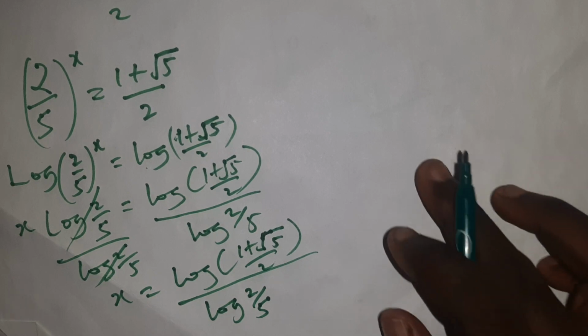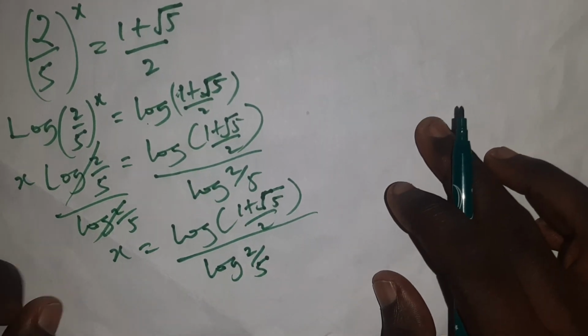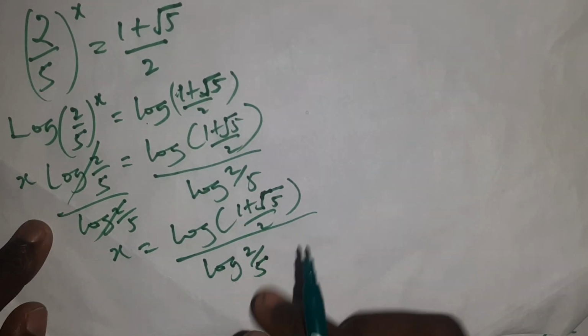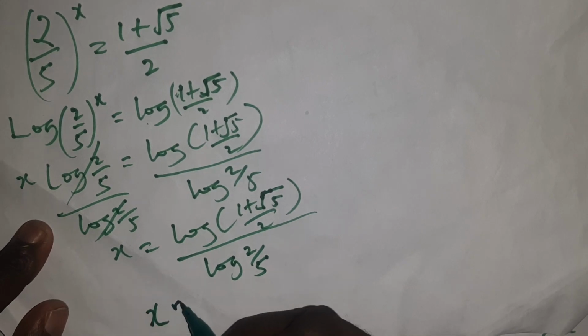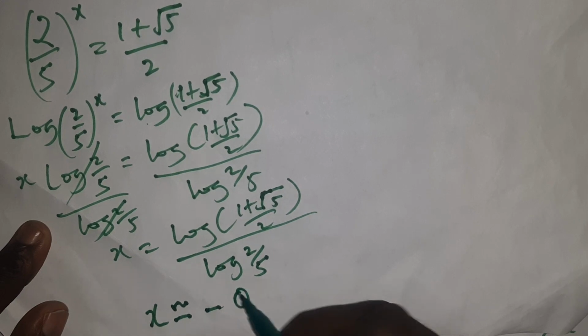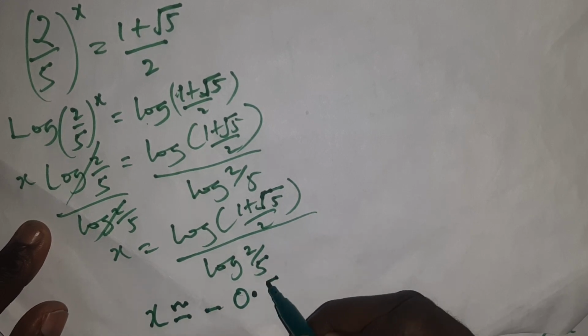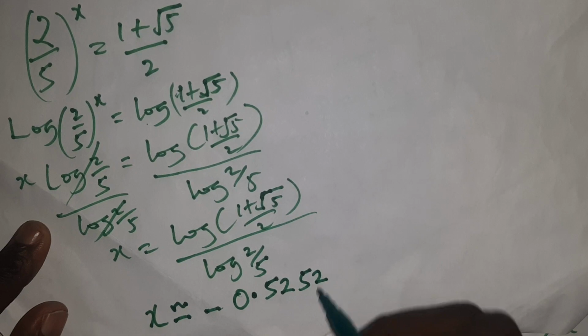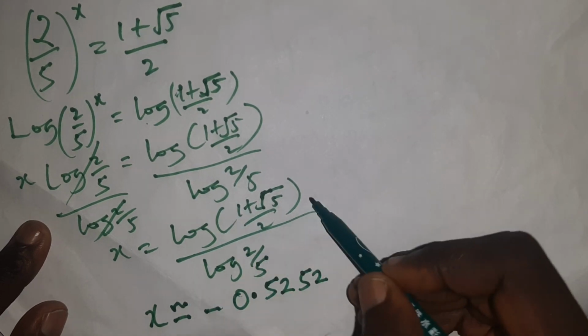Then if you put this into your calculator and evaluate, you get x is approximately equal to minus 0.5252. This is what you get as an approximate value of x, but this is the exact value of x.